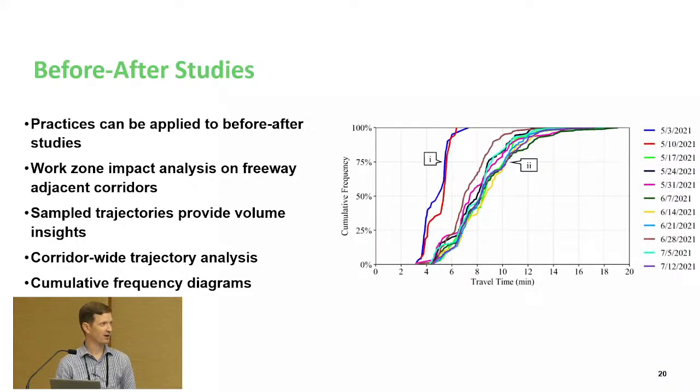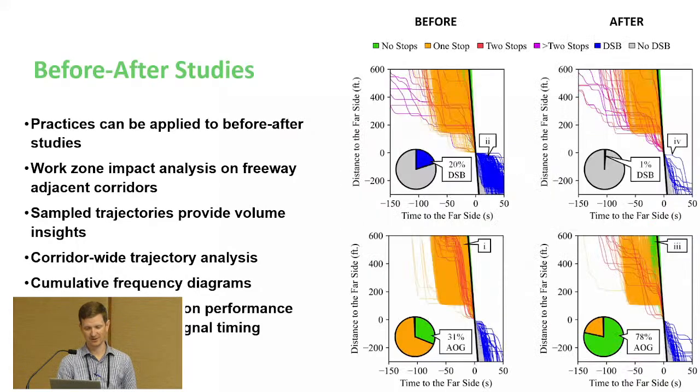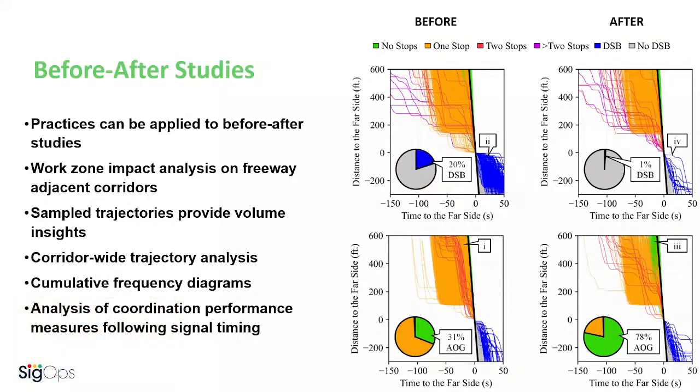Cumulative frequency diagrams, we can make those too. So this would be a different way to look at a before and after study for a signal timing focused application. In this location, we've got before occurrence on the left and after occurrence on the right. The top graphics are both upstream signals, the bottom graphics are both downstream signals.